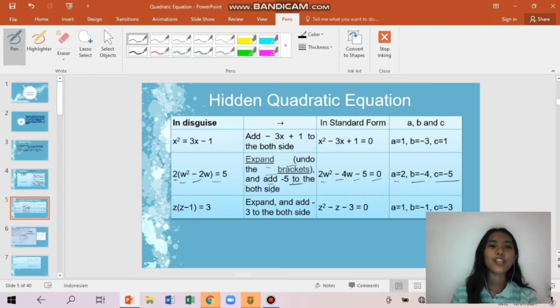So next we are going to the last example. It's c multiplied by, in brackets, c minus 1 equals 3. So we expand and add negative 3 to both sides, and it becomes c squared minus c minus 3 equals 0. And a is 1, b is negative 1, and c is negative 3.